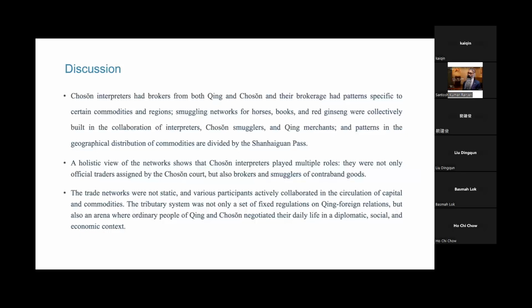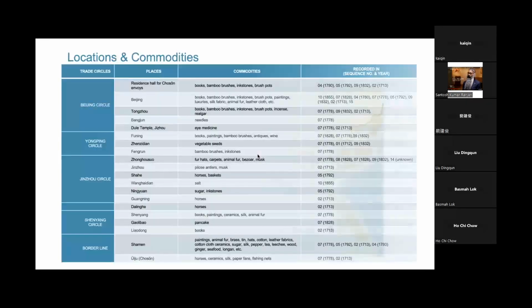So as some final remarks, for example, Chosŏn interpreters had brokers not only from the Chosŏn team, but also from Qing. And in smuggling networks, we find mainly horses, books, and red ginseng were the main items involved in smuggling behavior. And also the patterns in the geographical distribution of these commodities were mainly divided by the Shanghai Guan path.